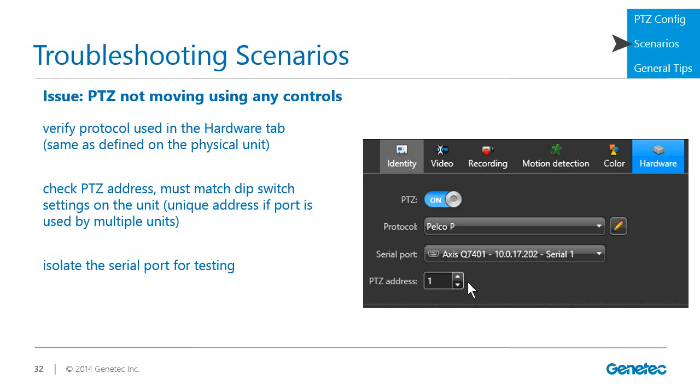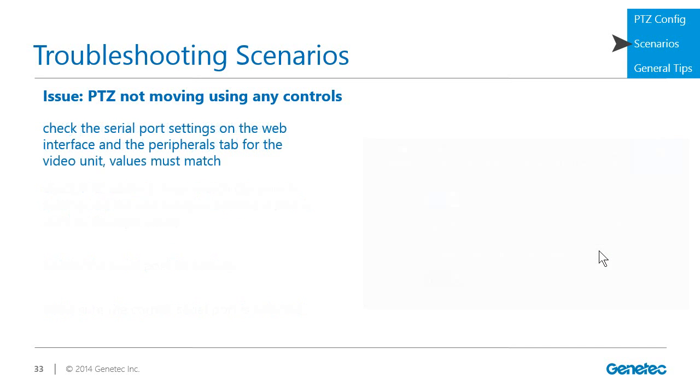Now, the last thing to check from the Hardware tab is for an analog PTZ unit, and that's the serial port right here. And we need to make sure it is the correct port and not the port on a different unit, which does happen sometimes. I mean, we've all done it at least once. We also need to verify the port settings for the serial port to make sure they match with the unit configuration.